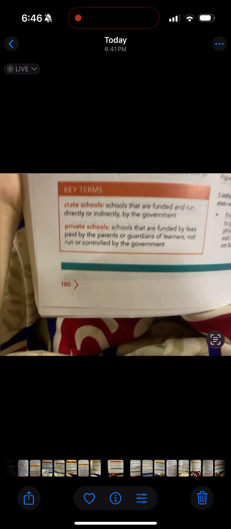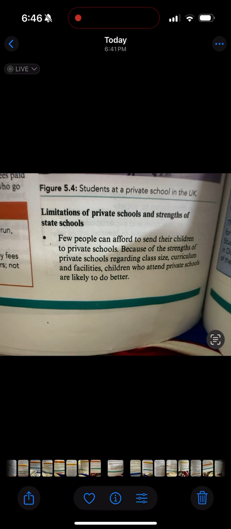State schools, schools that are funded and run, directly or indirectly, by the government. Private schools, schools that are funded by fees paid by the parents or guardians of learners, not run or controlled by the government.